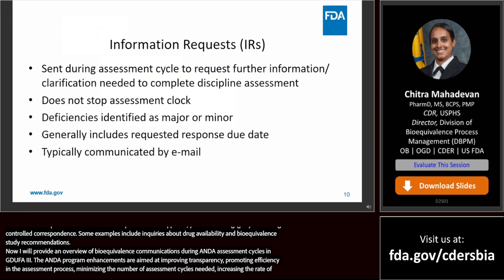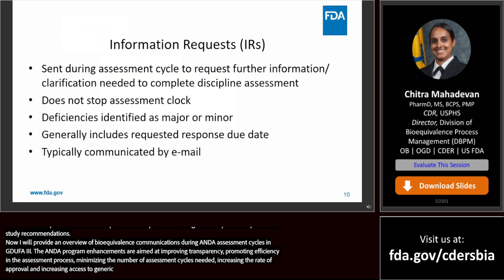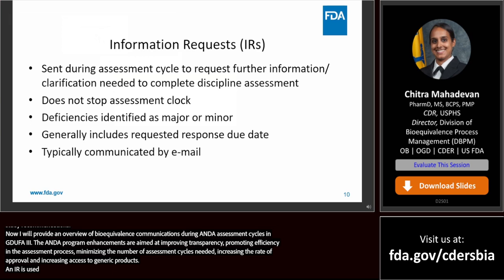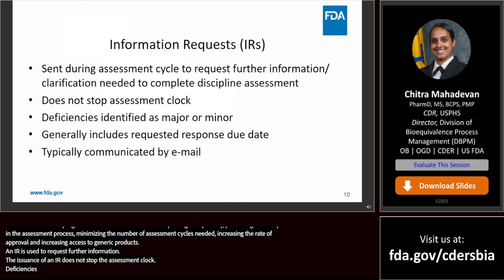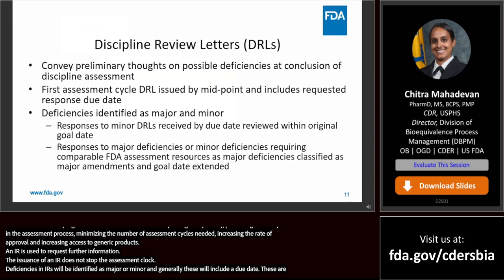An information request, or an IR, is sent during the assessment cycle and is used to request further information or clarification that's needed to complete the discipline's assessment. The issuance of an IR does not stop the assessment clock. And deficiencies in IRs will be identified as major or minor, which is new in GDUFA III, and generally, these will include a response due date. Bioequivalence IRs are typically communicated by email and will come from the OB project manager.